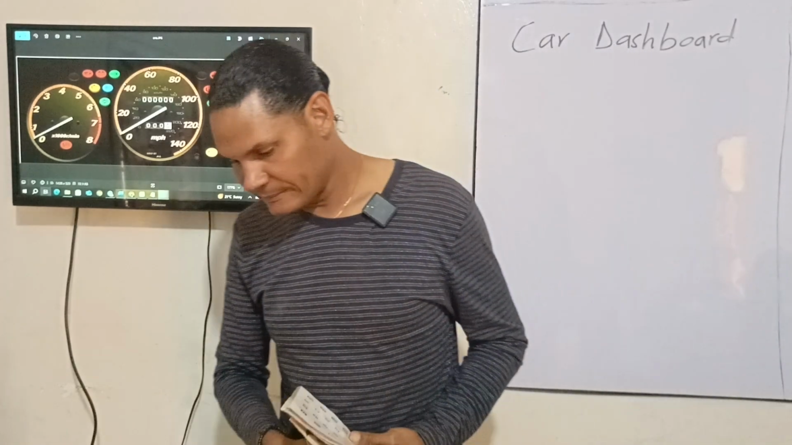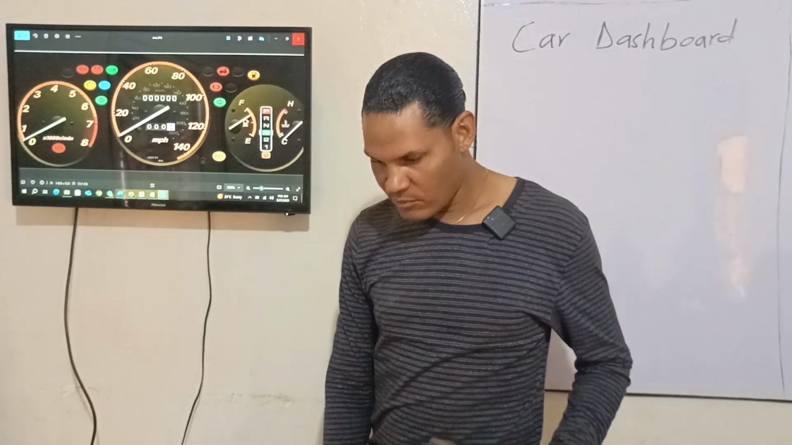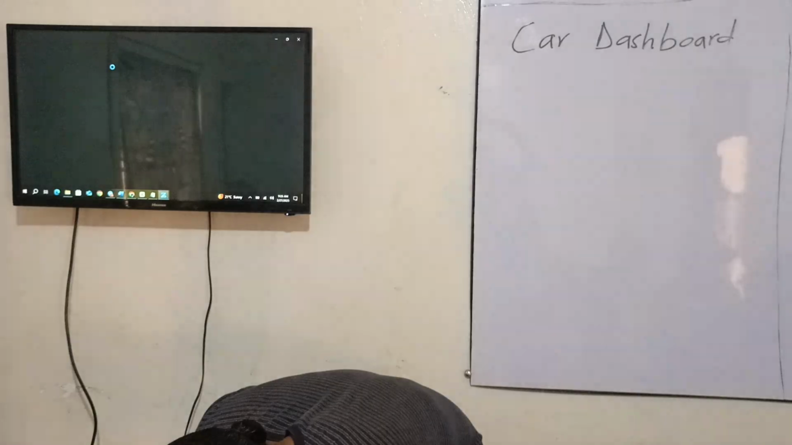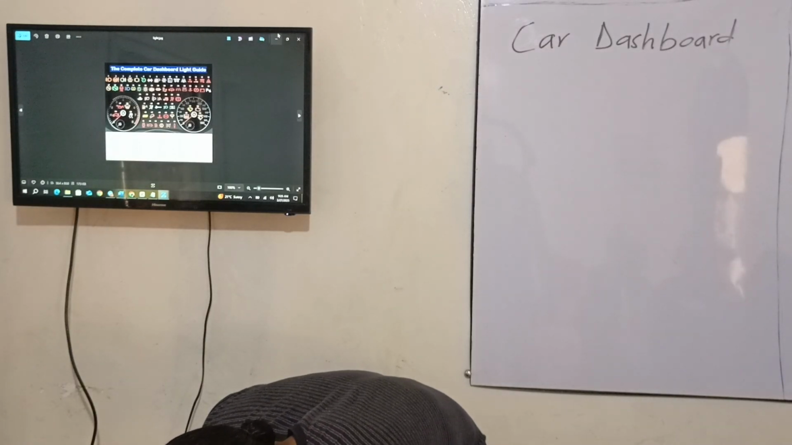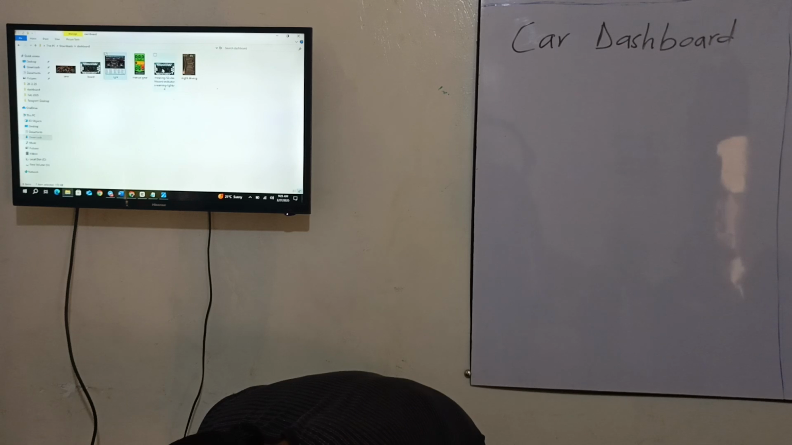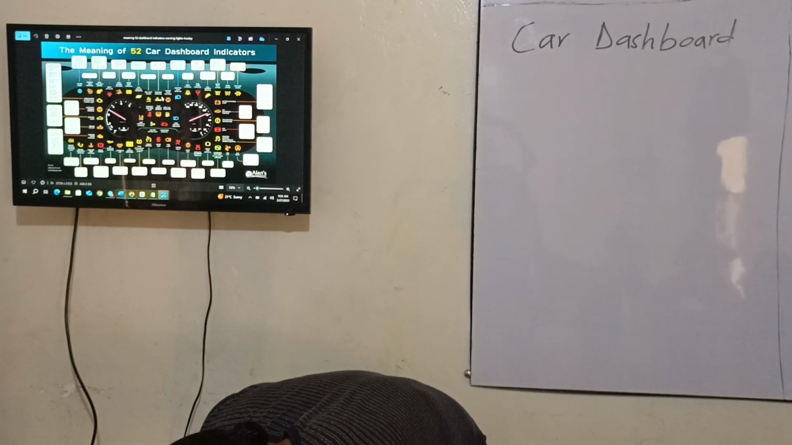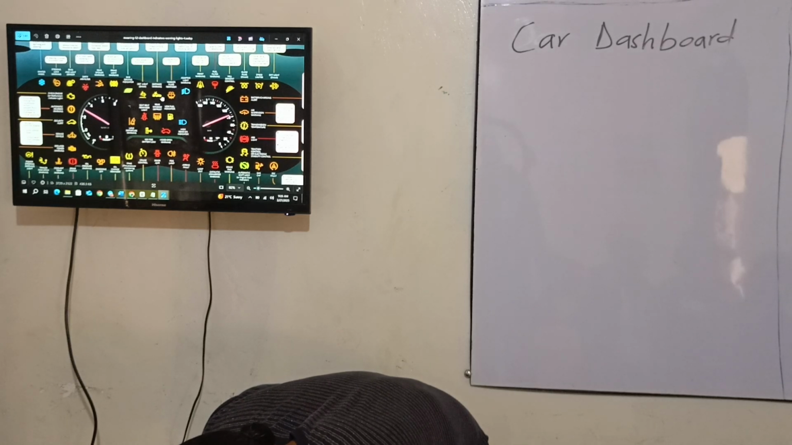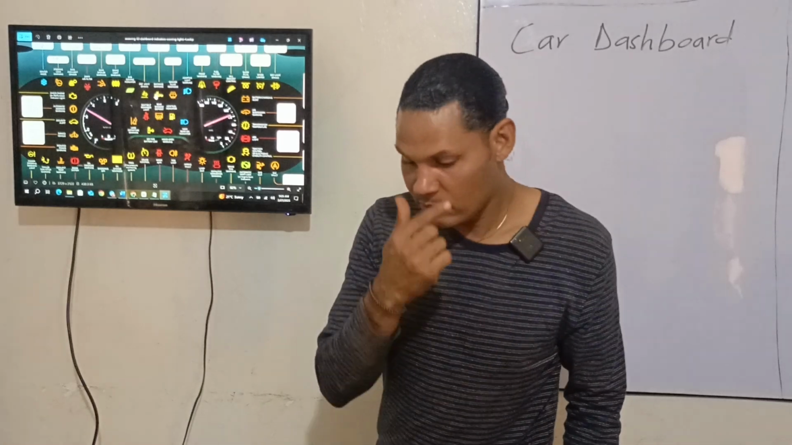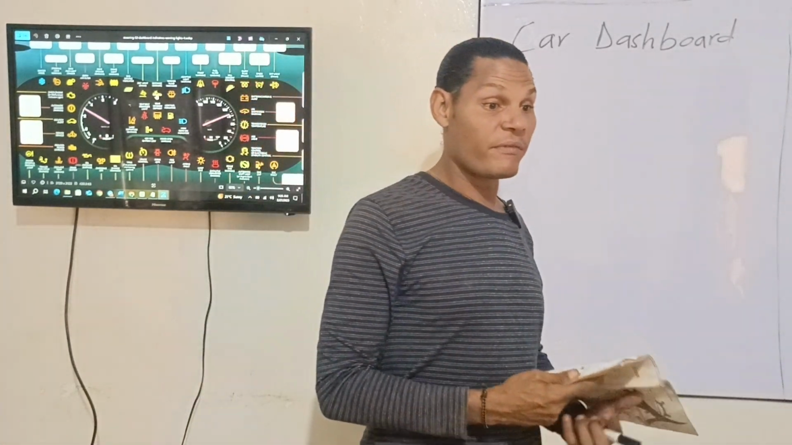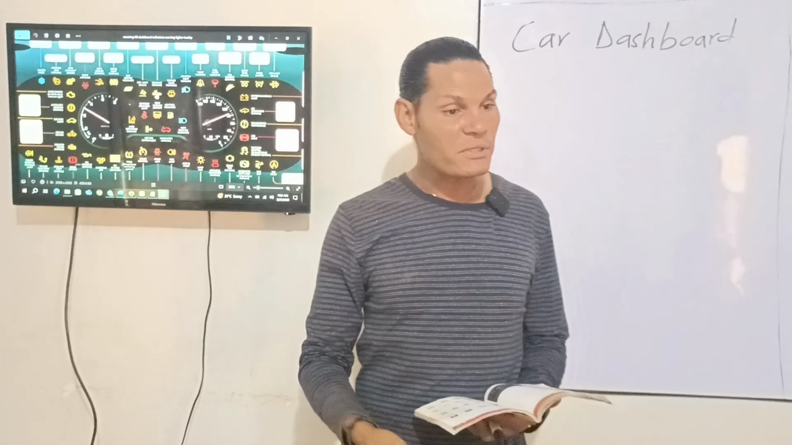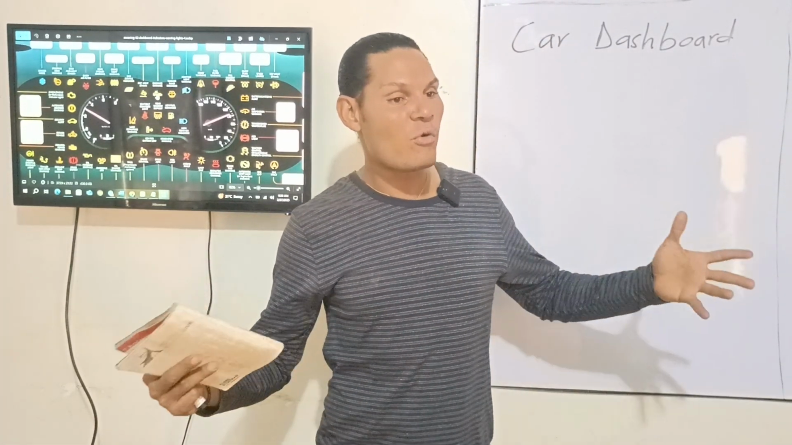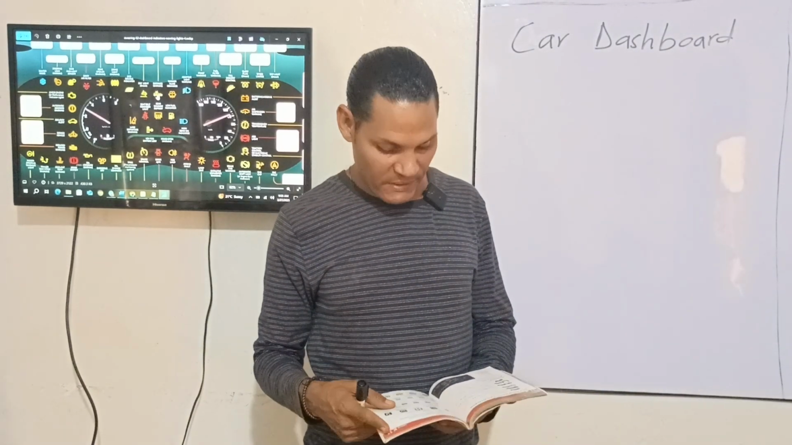Indication lights. I think we'll have to change this. Indication lights, there are so many of them. We are going to be talking about the vital ones because there are so many of them. Some are specific to some regions. There are some that are for desert. There are some that are for snow, places where snow falls, right?